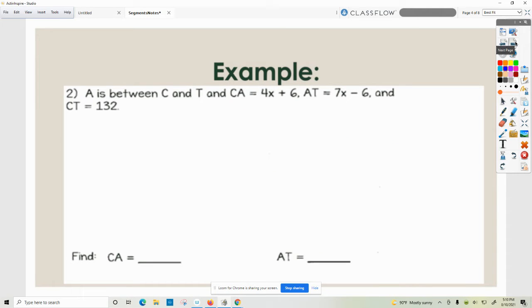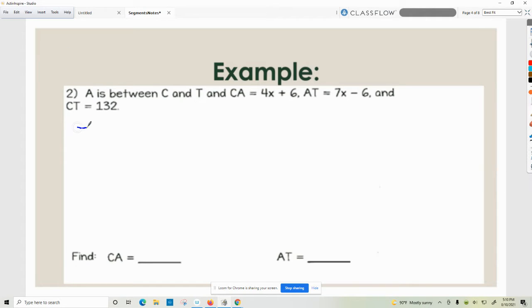It says A is between C and T. So we'll draw a little segment, C, T. Somewhere in between there is the letter A. And C to A is 4x plus 6. So I'm going to label A to T as 7x minus 6.